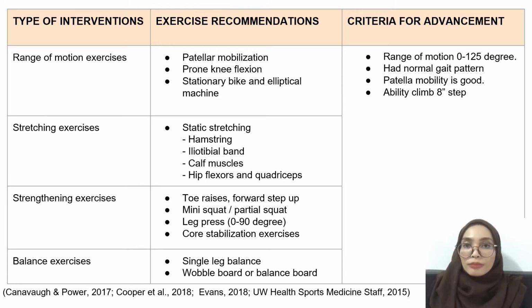Stationary bike and elliptical machine may be started for 15 to 20 minutes. In addition to knee range of motion, lower extremity flexibility can be promoted by beginning static stretching for the hamstring, ITB band, gastrocnemius, soleus, including hip muscles.